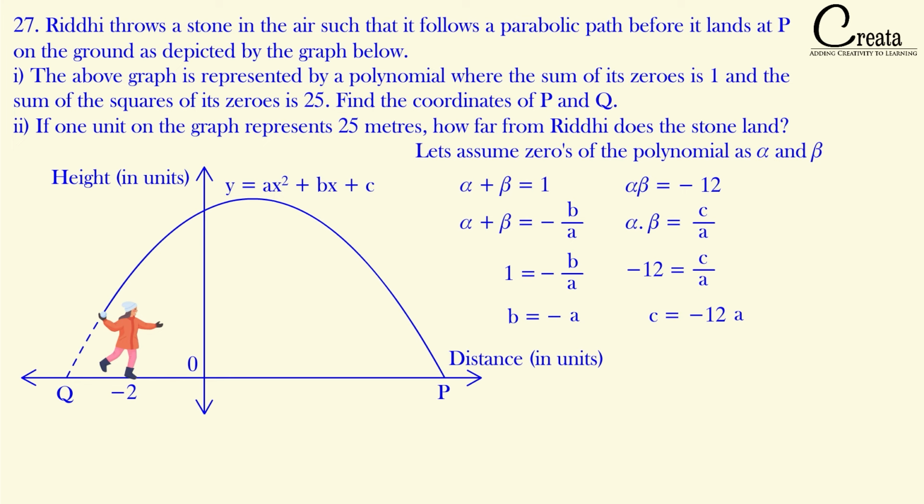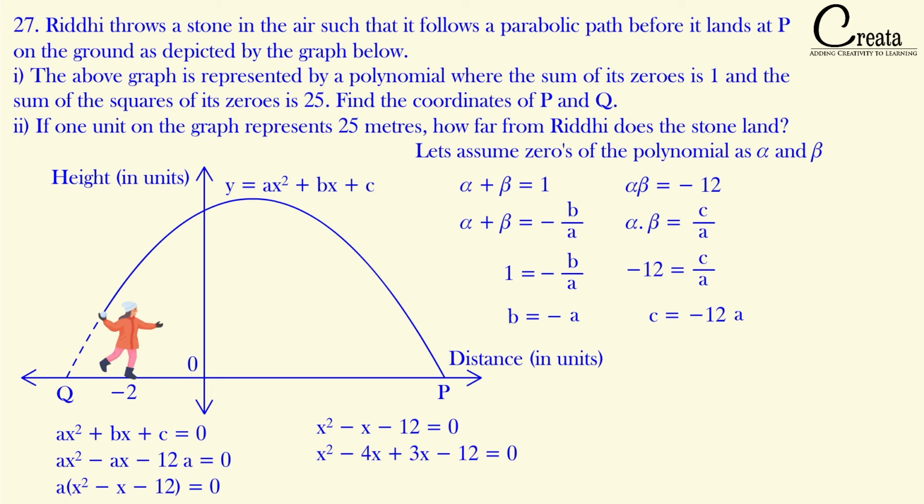Let's use the values of b and c. Let's put them into the equation of the parabola or the polynomial, that is ax square plus bx plus c is equal to 0. Let's put b as minus a and c as minus 12a. Let's take a as common. We got x square minus x minus 12 is equal to 0. Let's solve this by factorization of 12, using the simple method. It will be x square minus 4x plus 3x minus 12 is equal to 0. Here minus 4 plus 3 is minus 1 and minus 4 into 3 is minus 12. We have simply solved this quadratic equation.